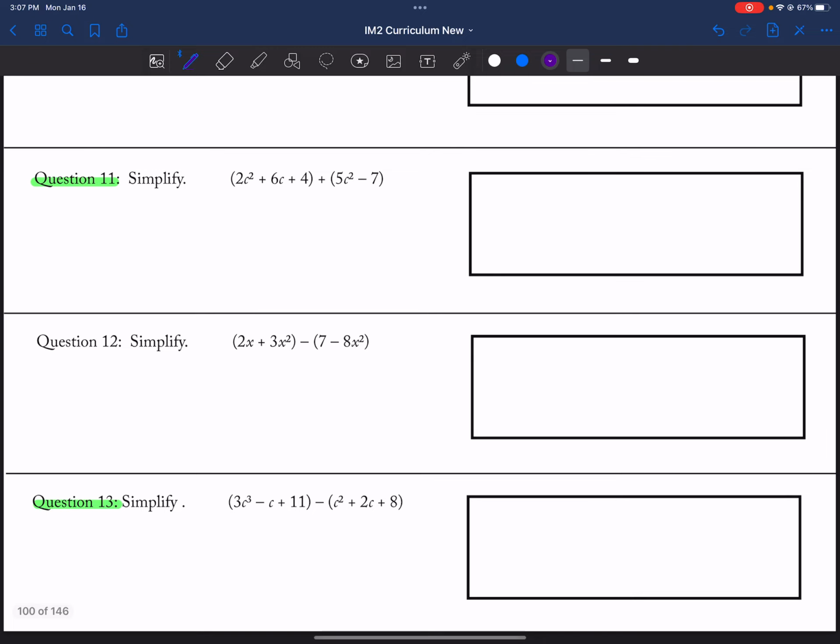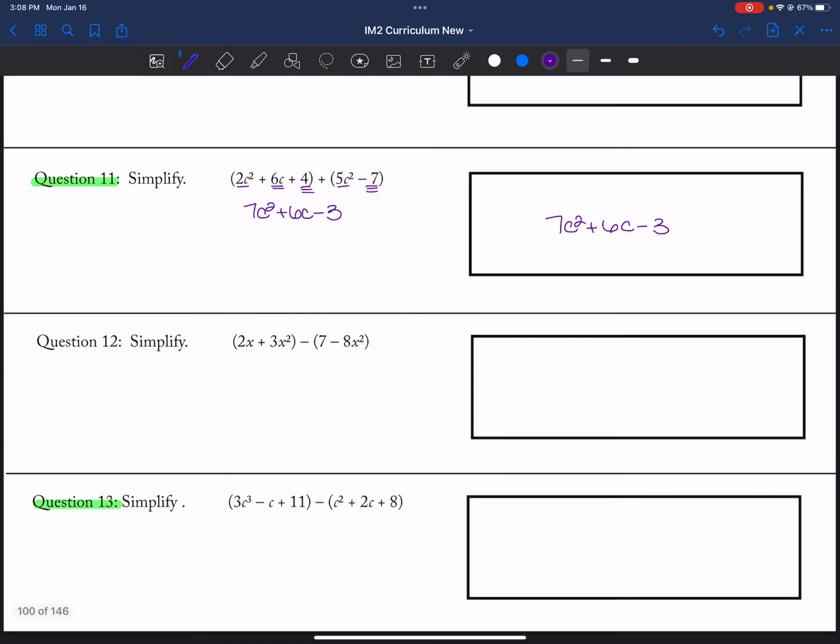And then here, again, addition, so I have a 2c squared and a 5c squared gives me a 7c squared, and then a 6c is by himself. And then I have a 4 and a negative 7, which gives me a negative 3. So 7c squared plus 6c minus 3.